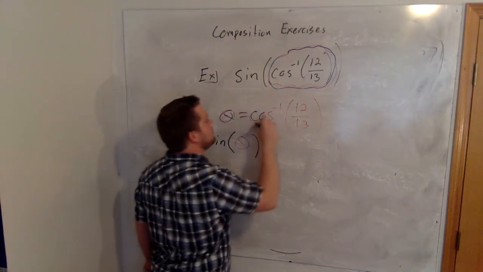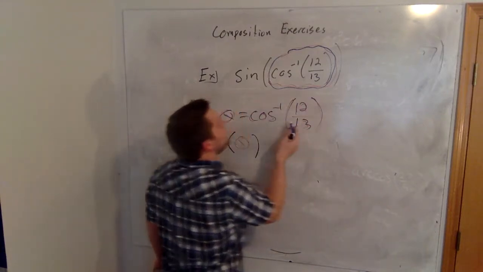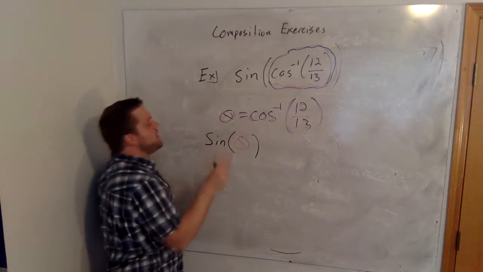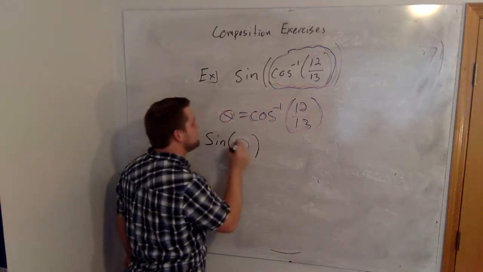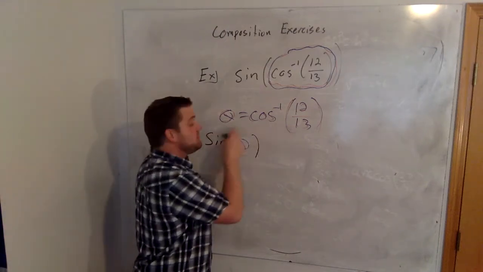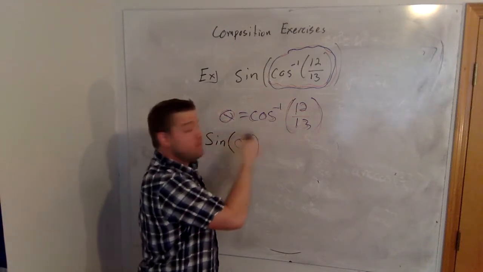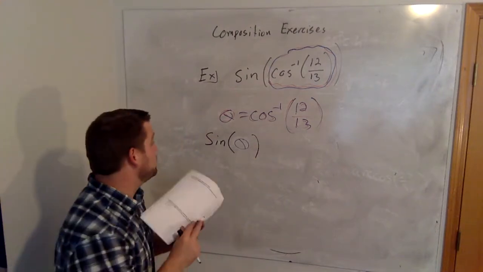Theta is the cosine inverse of 12/13. Inverse functions spit out angles, and we're trying to take the sine of this angle. Now, this right here is telling me, maybe you don't see it right away, that I know two sides of a right triangle.